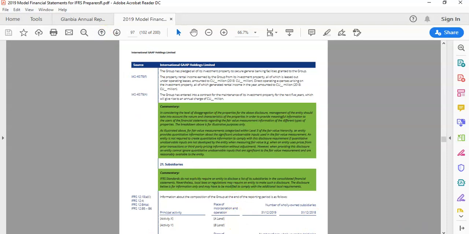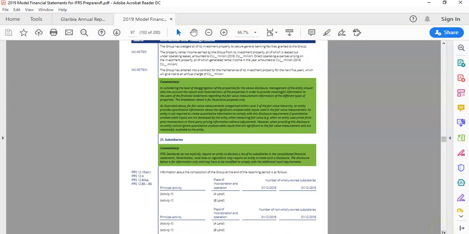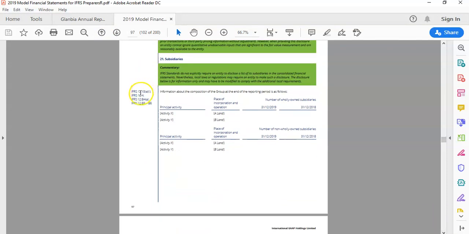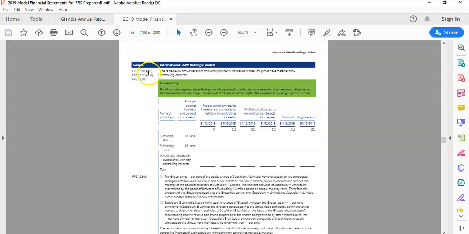So note 21 there. Now, when the model financial statements are very generic, there's no numbers, but look in the left margin, there's all your IFRS 12s. So they're saying this is why we're disclosing all of these. IFRS 12 particular paragraph is requiring it. The next page, all your IFRS 12s as well. So that's a nice thing about the model financial statements.